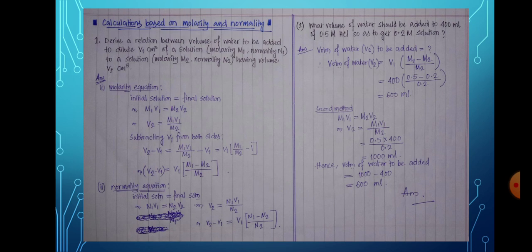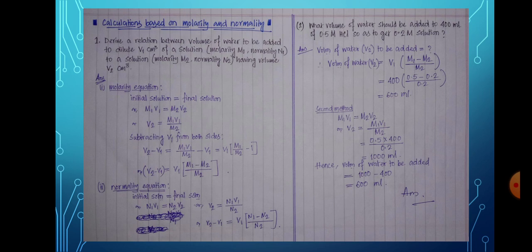Now, calculations based on molarity and normality. These are very important calculations for us. Derive a relation between the volume of water to be added to dilute V1 cm³ of a solution whose molarity is M1 and normality is N1 to a solution whose molarity equals M2 and normality equals N2, having volume V2 cm³.